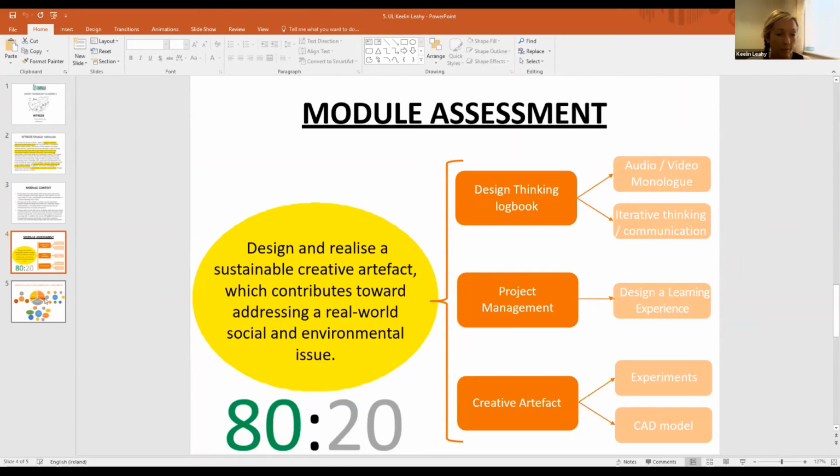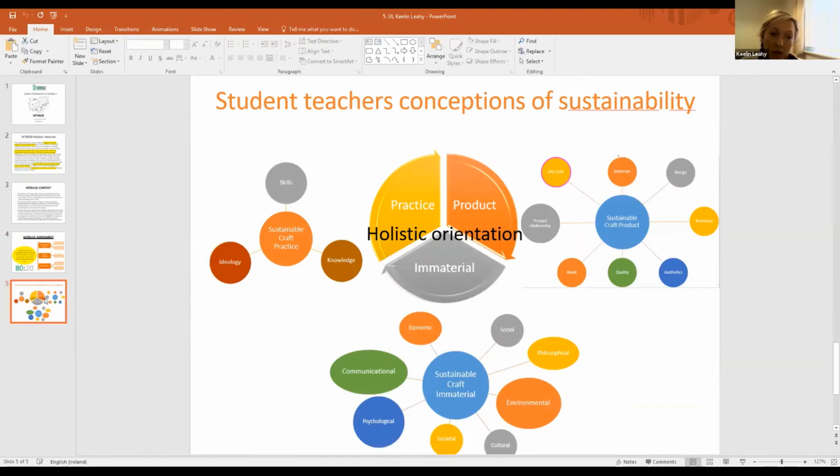So overall, the last slide then, Deirdre, sorry, is what the overall output from this module is. It's really trying to develop students' conceptions of sustainability, both from their practice and their product. So it's what they do, even a skill set, the ideology behind it, the knowledge that they gain. That's the craft perspective, but then looking at the product, they have to look at the life cycle assessment of the material that they're upcycling.